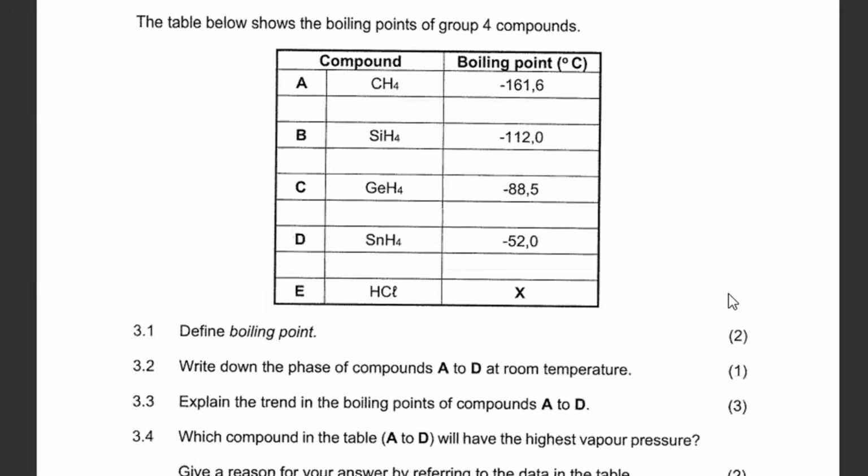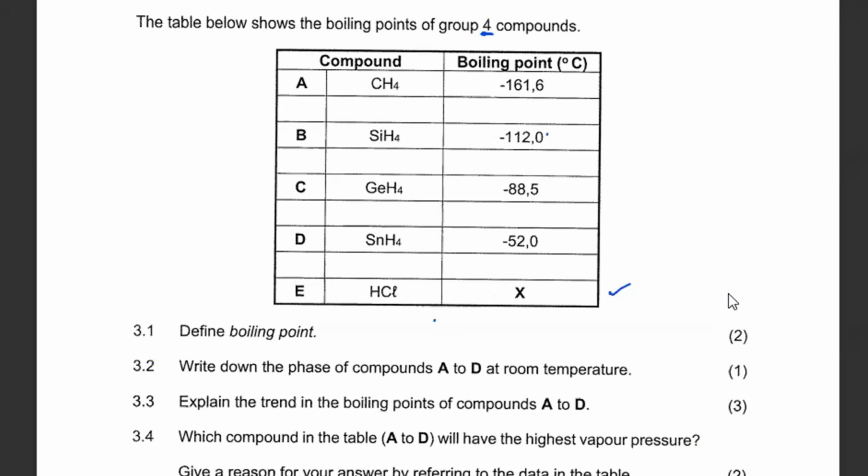In question 3, we have the table below showing the boiling points of group 4 compounds. So we have CH4 with a negative boiling point, continuing until we reach compound E with a boiling point of X. Then it says define the term boiling point.